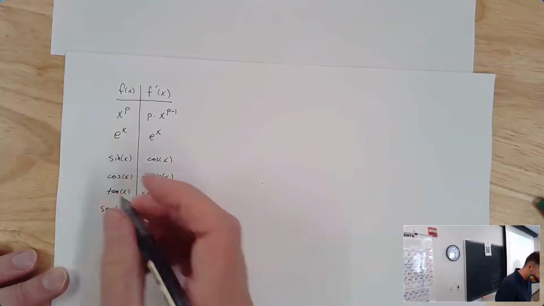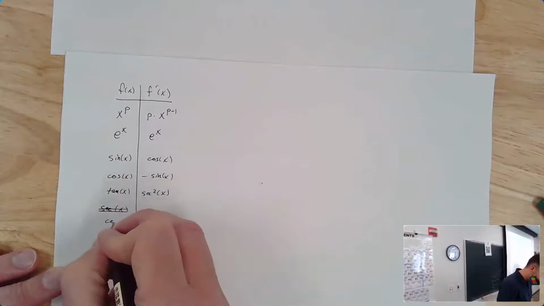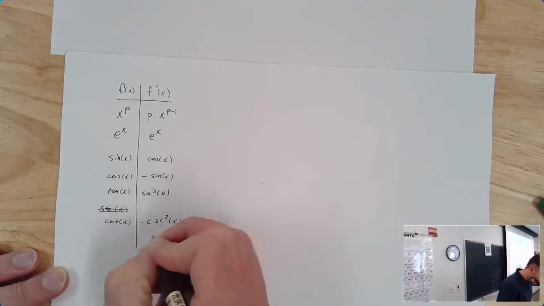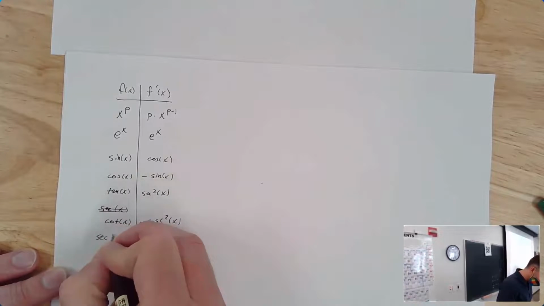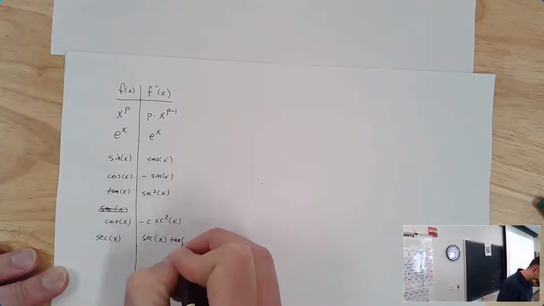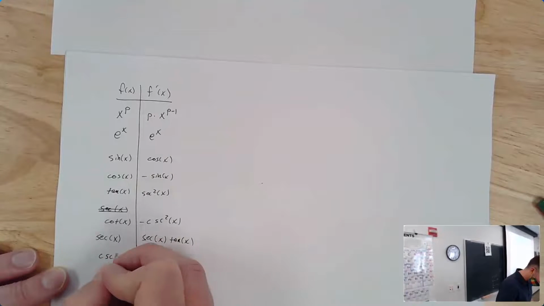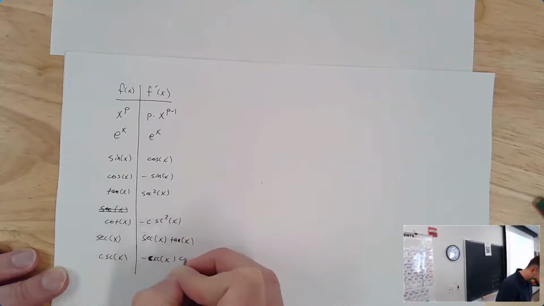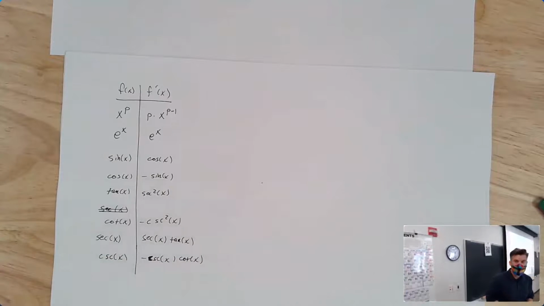Oh, but I forgot cotangent. I should keep the list in order. The derivative of cotangent of x is negative cosecant squared of x. The derivative of secant of x is secant of x times tangent of x. And finally, the derivative of cosecant of x is negative cosecant of x times cotangent of x.